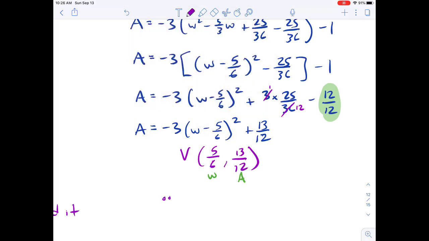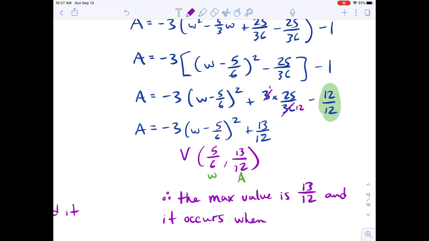So we can say, therefore, in this case, it's actually a maximum value because the whole thing would point down if we were to graph it. So the max value, remember, and that's a y value, is the number 13/12. You can think of that like a value for A, or area, and it occurs when W is equal to 5/6.